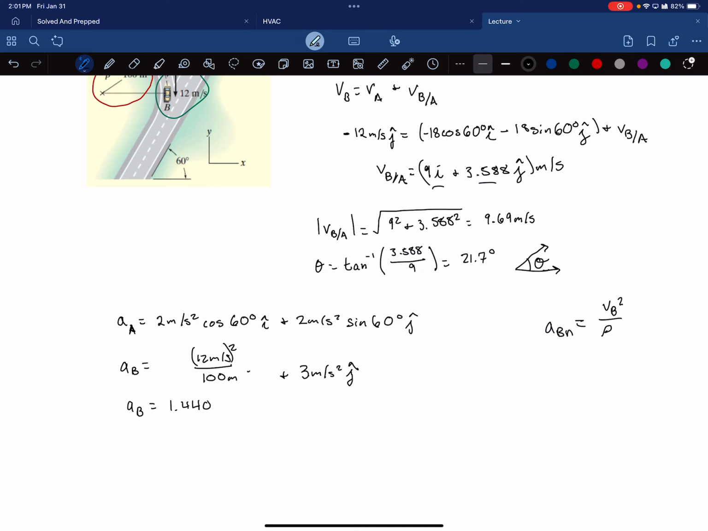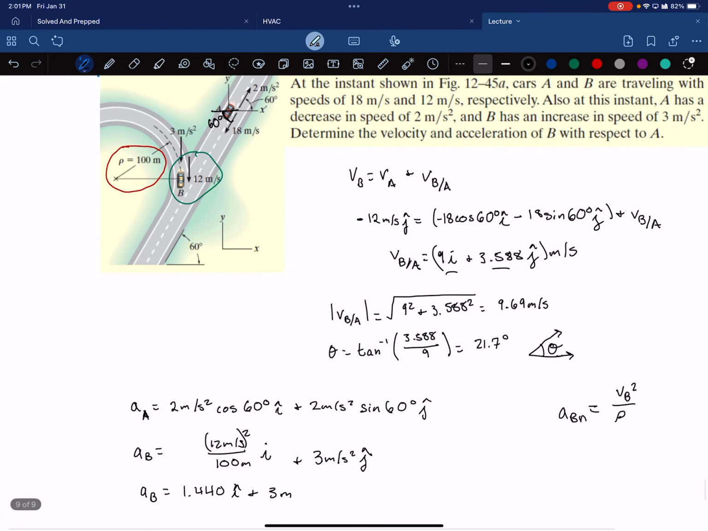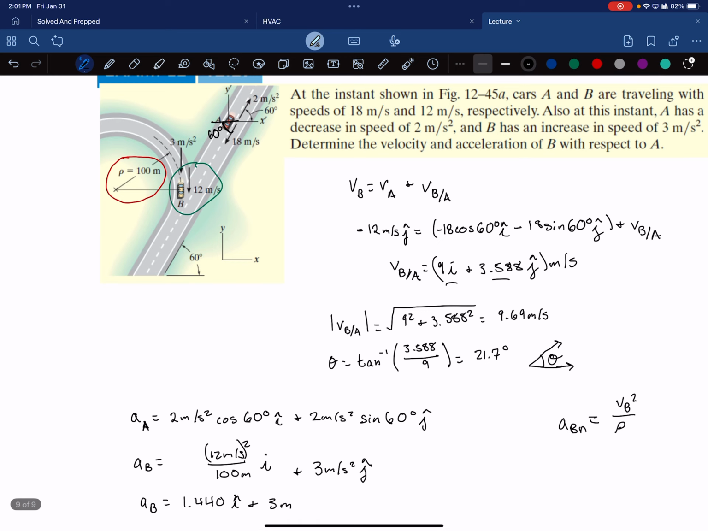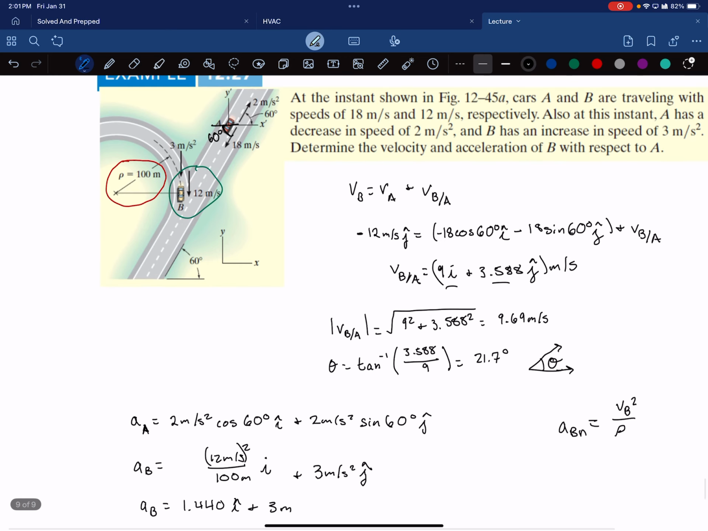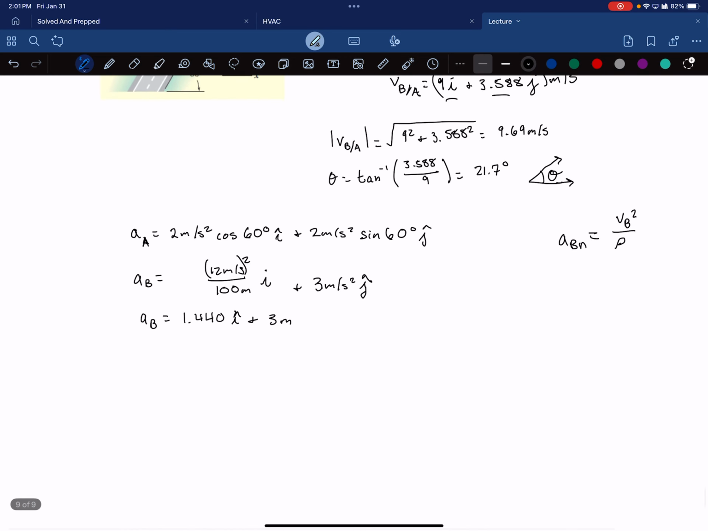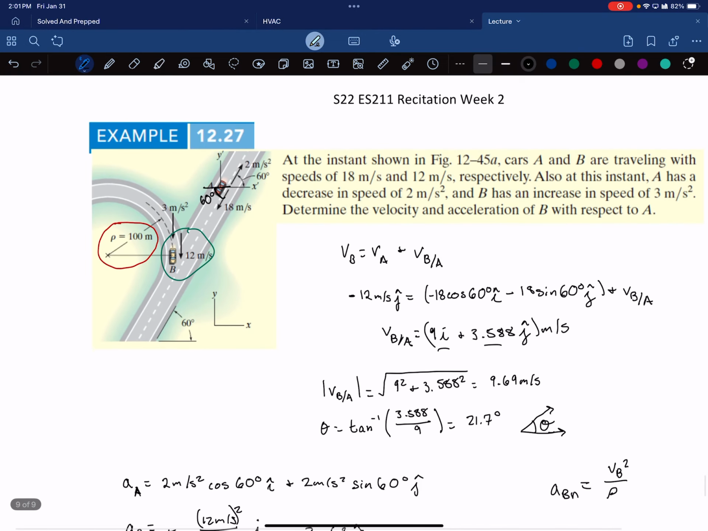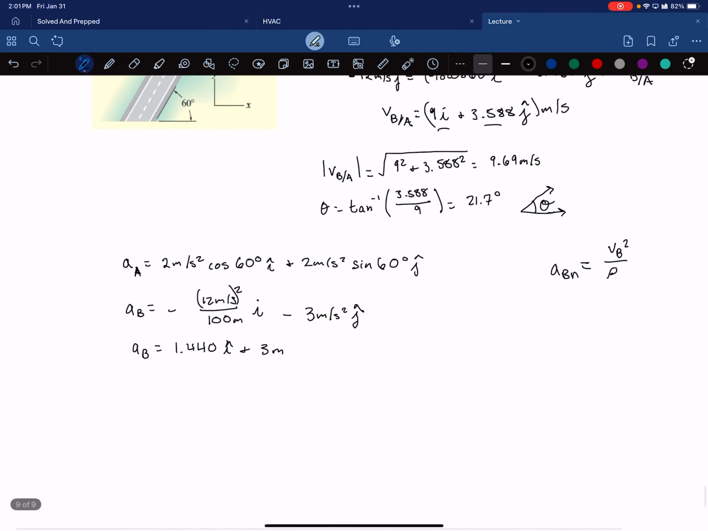And so we're left with 1.44 I hat plus 3. Sorry, I did my signs wrong. These are both going down, so these are both negative, because I referred to this one as being in the positive direction here, and that's going up. So these are both negative.